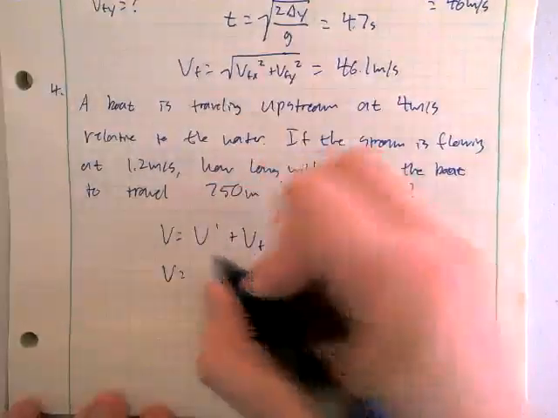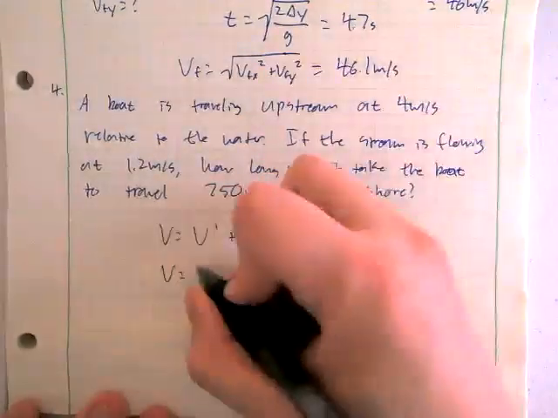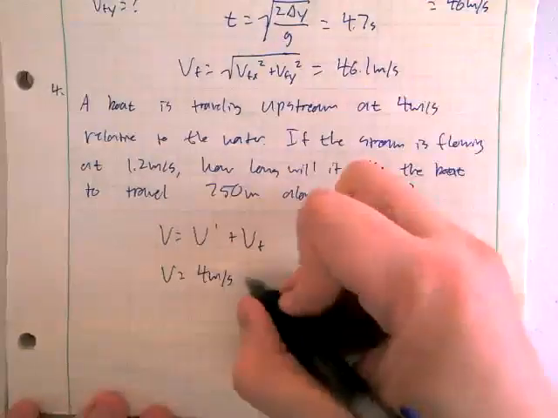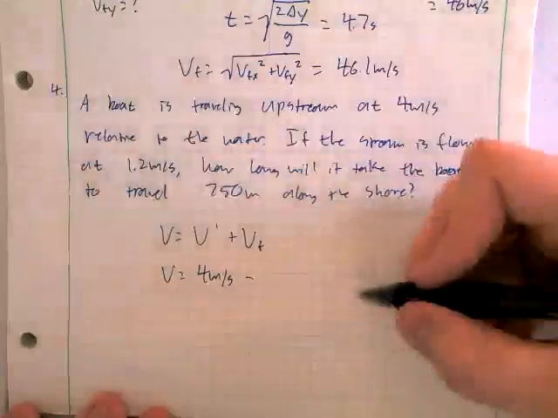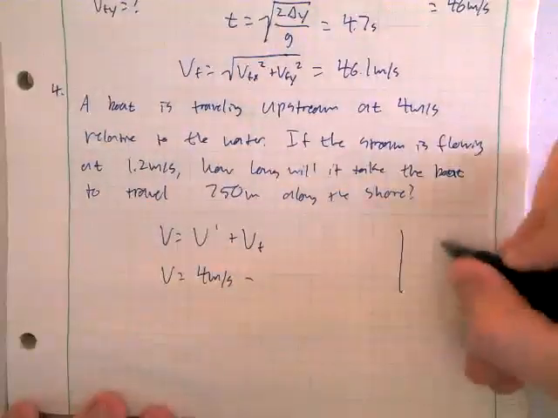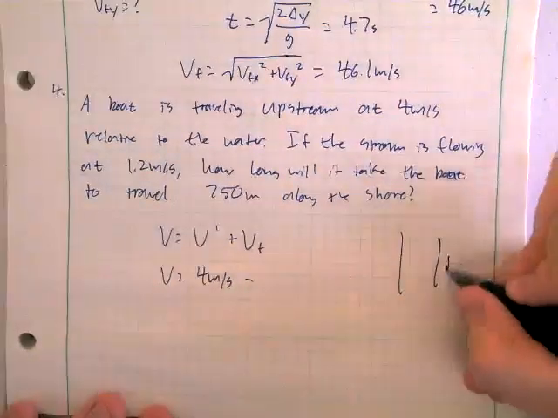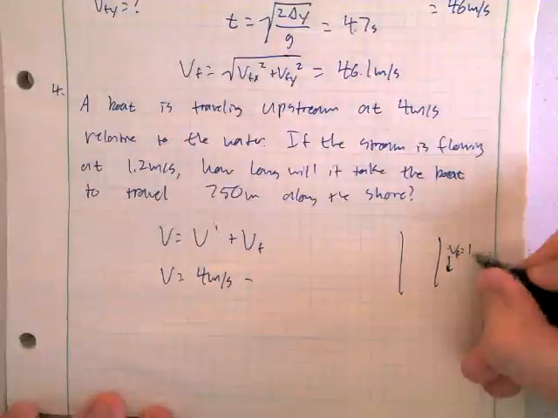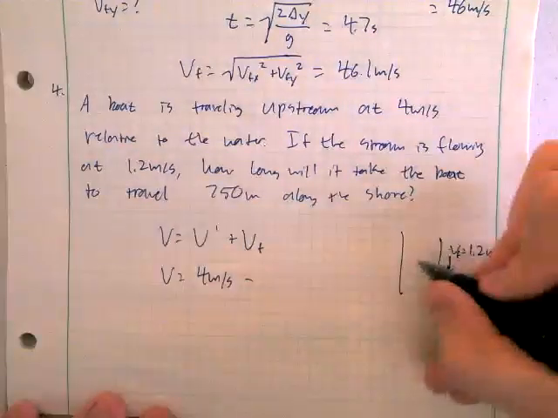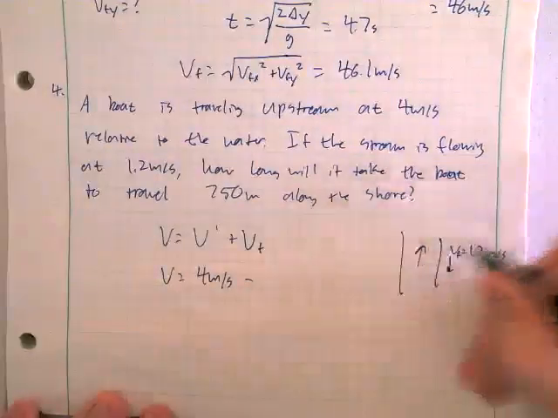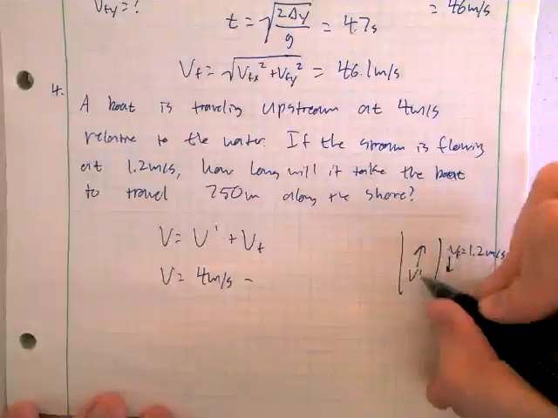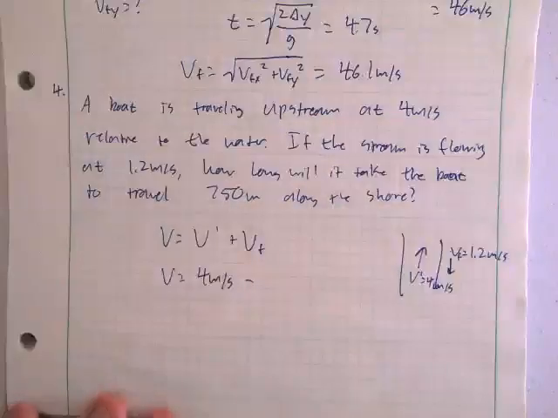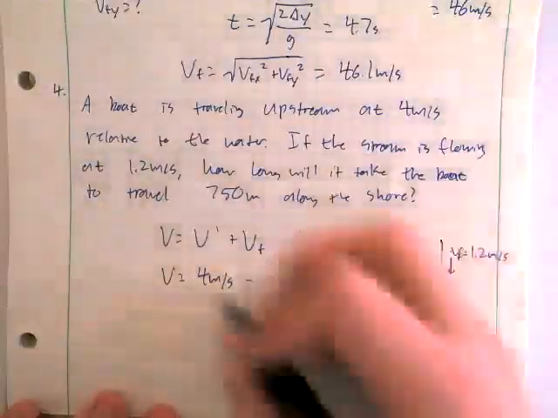So we have v equals, what's our speed relative to the water? 4 meters per second. What's the speed of the water? In this case, it's going to be minus, right? We're going upstream. So if I were to draw my picture with my little river here, the water is going, the frame, equals 1.2 meters per second. Then we have our boat going upstream, V prime equals 4 meters per second, right?